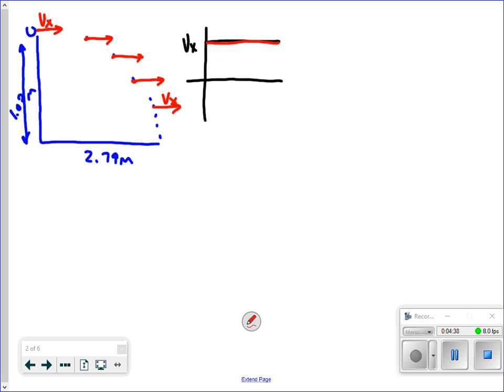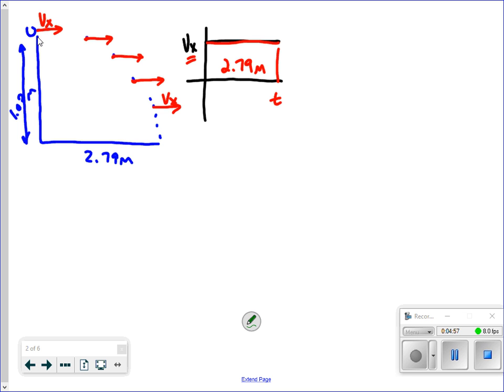Okay, we don't know the time in the air. We got to figure that one out. We do know how far it went. It went 2.79 meters, and that's the area we have under the curve. Okay, ultimately, I'm asking you to figure this out, but so far we can't do that quite yet. We need a little more information.